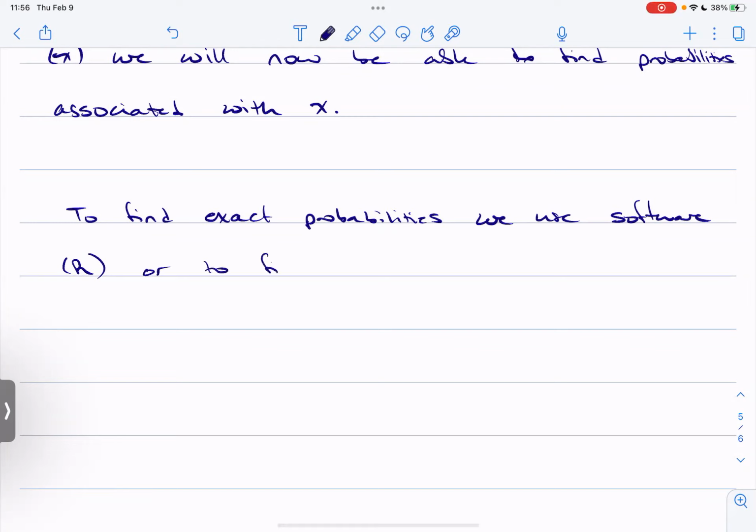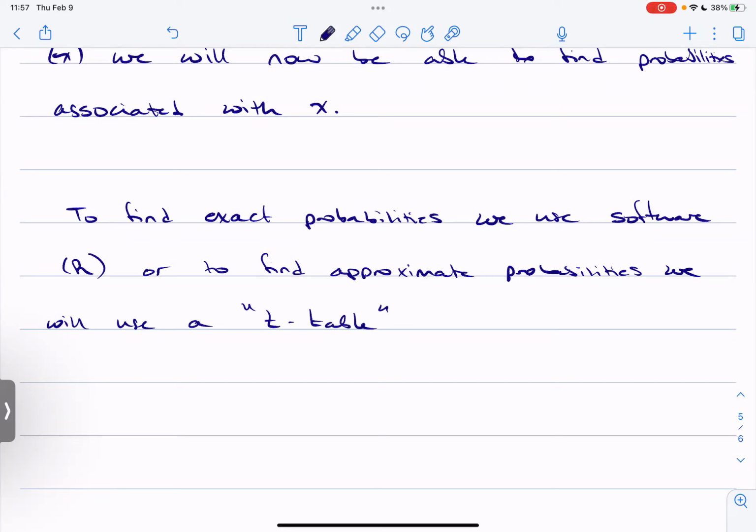Or to find approximate probabilities, we will use a t-table, is what it's called. It's because it's a distribution of t's, but there is a z-table, of course, it's out there, but I don't want to use it because it's old school. It's too old school for me. I don't want to. And you shouldn't have to. Okay.